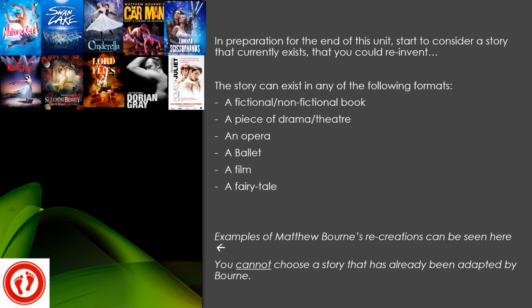So now I'd like you to consider how all of this learning about Matthew Bourne might allow you to be creative with your ideas. In preparation for the end of this unit, I would like you to start to consider a story that currently exists that you could reinvent. The story can exist in any of the following formats: a fictional and non-fictional book, a piece of drama or theatre, an opera, a ballet, a film, or a fairy tale. Some examples of Matthew Bourne's recreations can be seen on the opposite side of the slide. Try not to choose a story that's already been adapted by Bourne, but be creative with your own ideas.